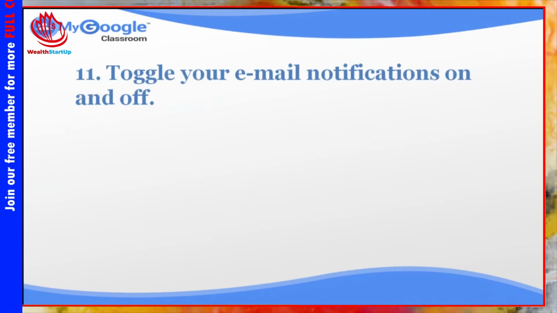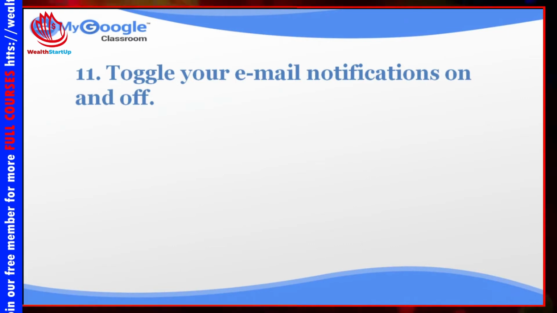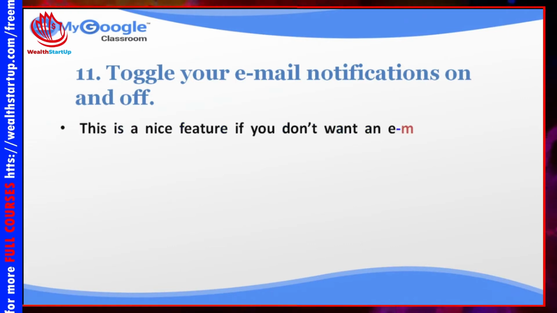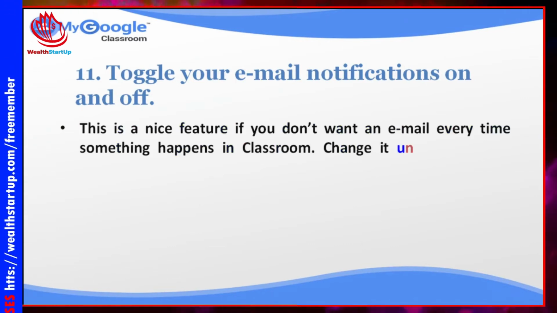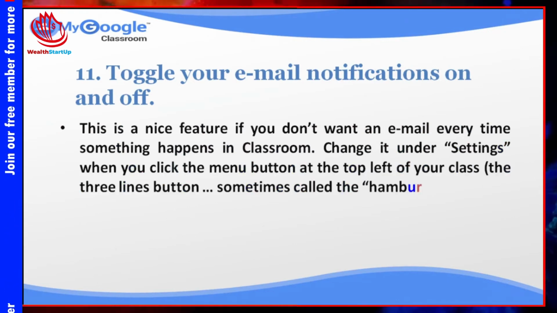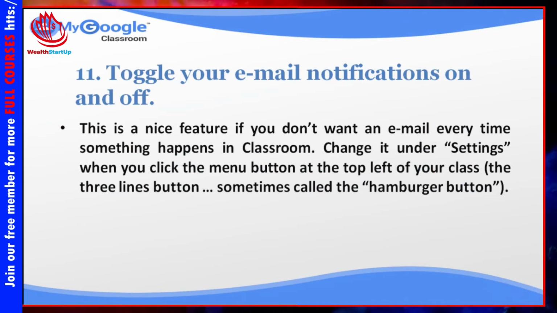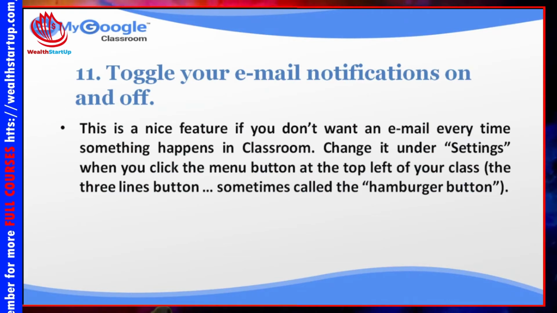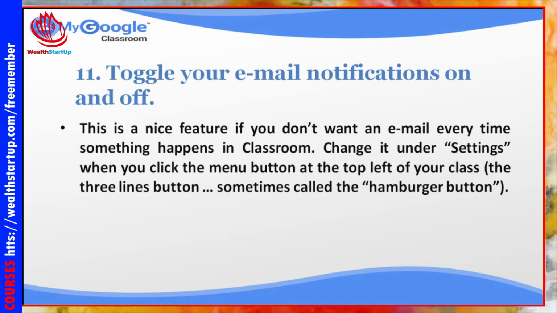Number 11, toggle your email notifications on and off. This is a nice feature if you don't want an email every time something happens in Classroom. Change it under Settings when you click the menu button at the top left of your class, the 3-line button, sometimes called the hamburger button.